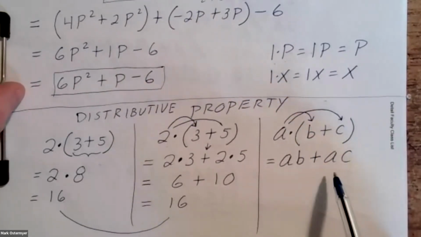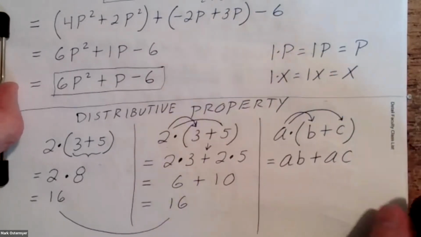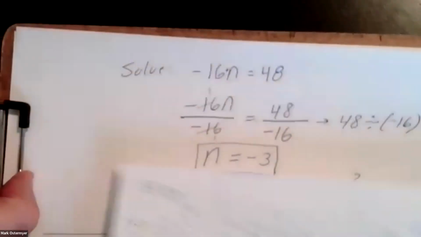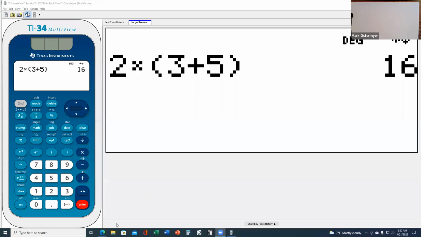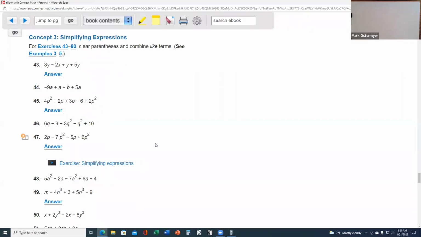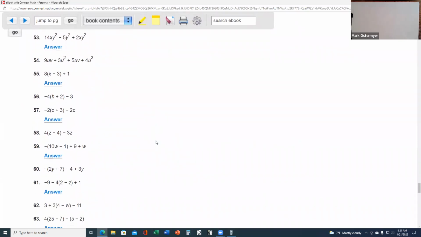Now, this distributive property is going to be useful when simplifying various algebraic expressions that have parentheses present. So let's see if we can simplify some algebraic expressions that have parentheses. In fact, let's go back to our textbook and see if we can find some. So at the end of section R4, here's some algebraic expressions that have some parentheses. Let's try to do problem number 55. They want us to simplify 8 times (x minus 3) plus 1. I'll write that down on my paper.